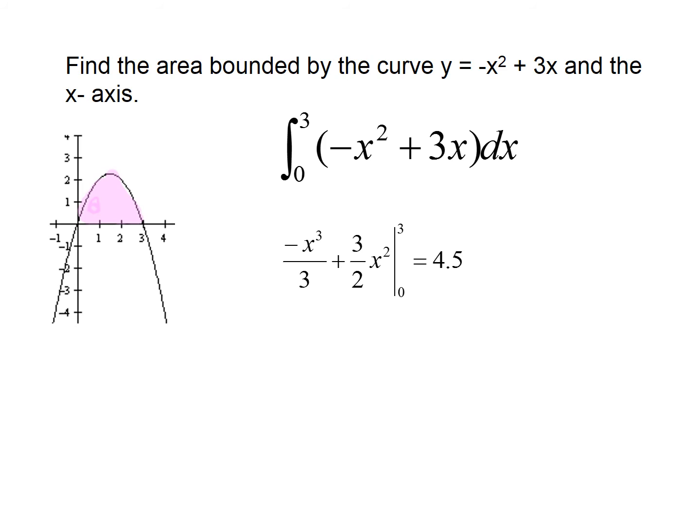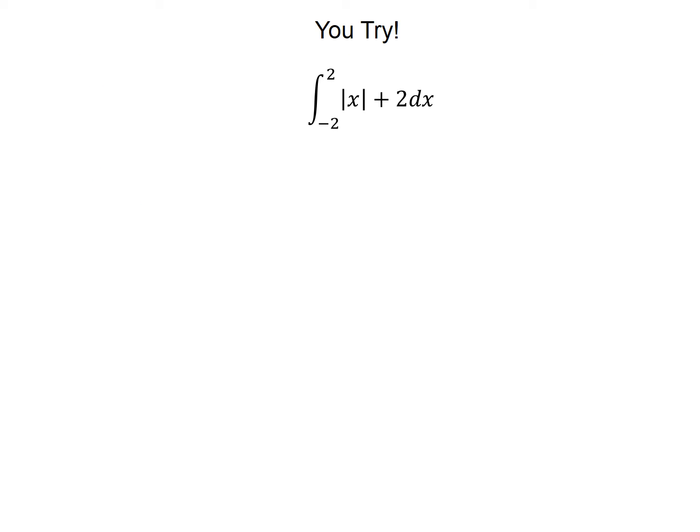And I found the antiderivative. I didn't show where I solved it, but you can do that on your own. I simply substituted in for 3, and then substituted in for 0 and got 4.5, or 9/2. Now, I would like for you to pause the video and try this one.